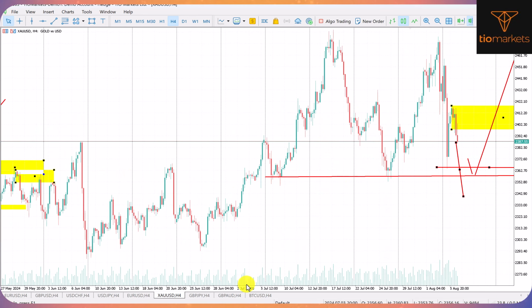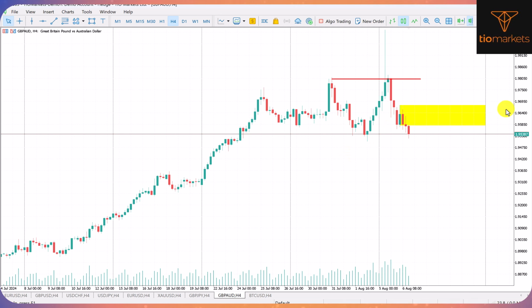Right, the next thing that we need to talk about is here on GBP AUD, and this is the H4. I want you to see something. Most of you might not see it at first glance, but do you see that we have a pin on this chart here? So what did price do? Price took out this high with a pin and came back and went going.